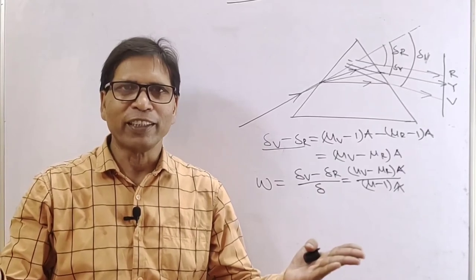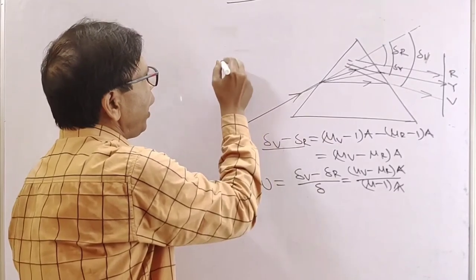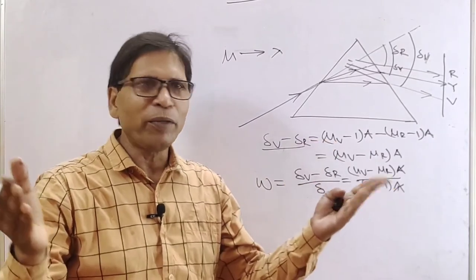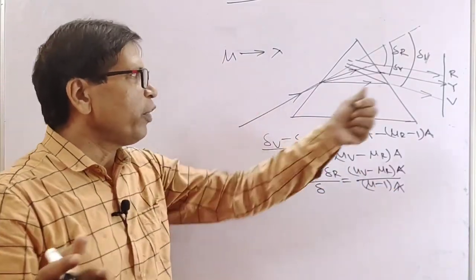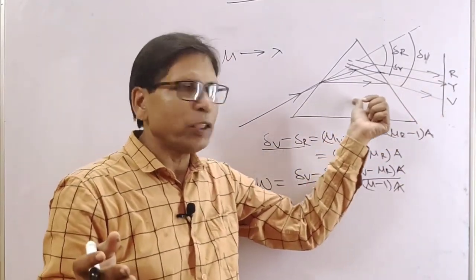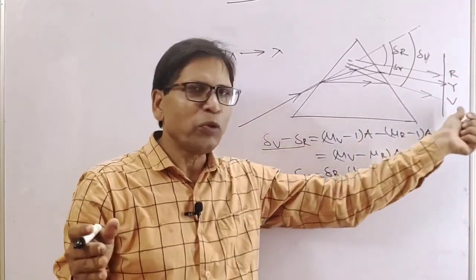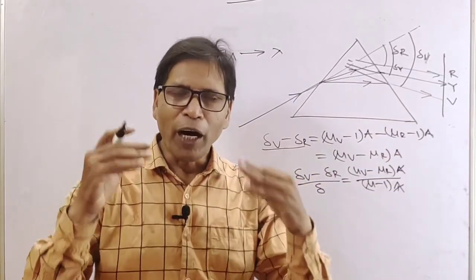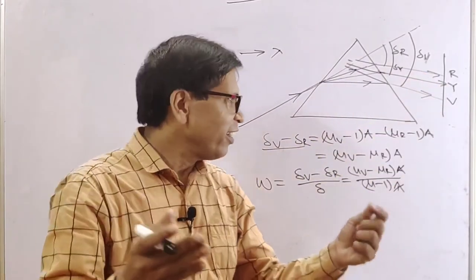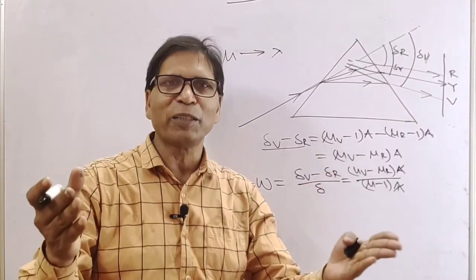Now, cause of dispersion. We know the RI of a medium depends on lambda. Greater the value of lambda, smaller the mu. Red has greater wavelength than violet. So the RI of the prism with respect to red color is less than the RI of the prism with respect to violet color. So violet color deviates more and red color deviates less. This difference of deviation is known as angular dispersion.